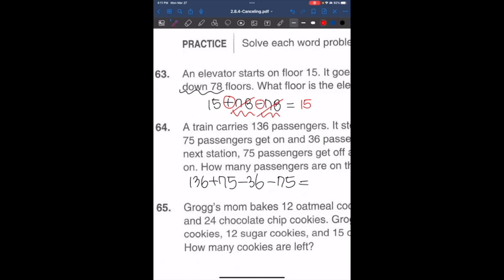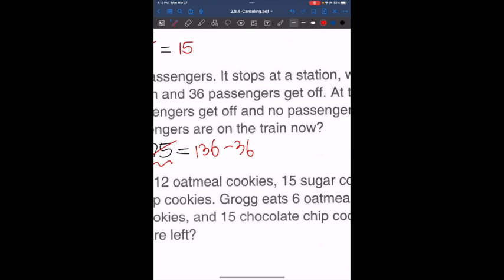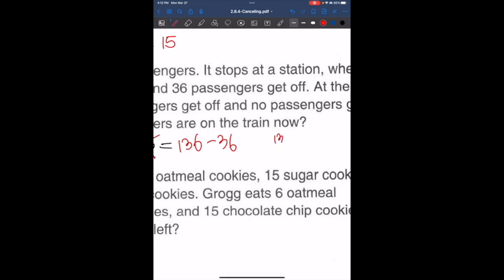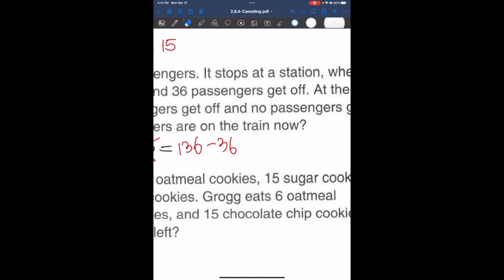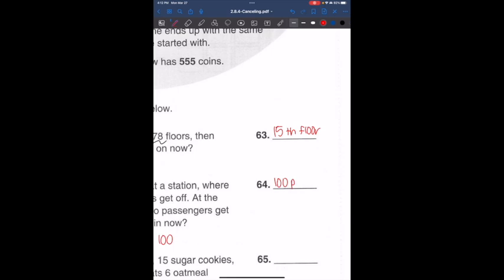Now, if we look carefully, we have 75 and 75, where one is positive and one is negative. That means that added, these two give us 0. So we can cancel these two out. Now canceled out, we get 136 minus 36, which gives us 100. And without doing vertical subtraction, we can know that it's 100 right away because we have 36 here. So basically we're subtracting the tens and ones place. So we get 100. That tells us that there are 100 passengers on right now.